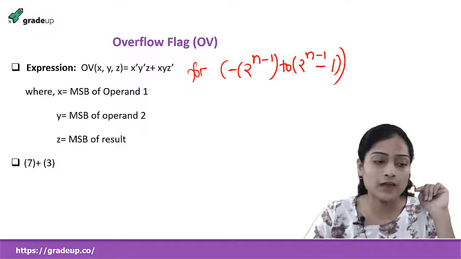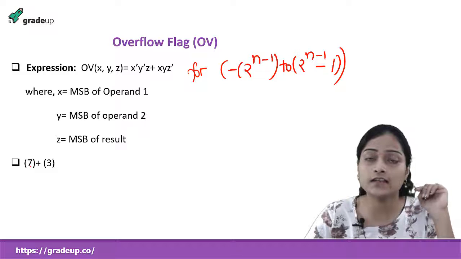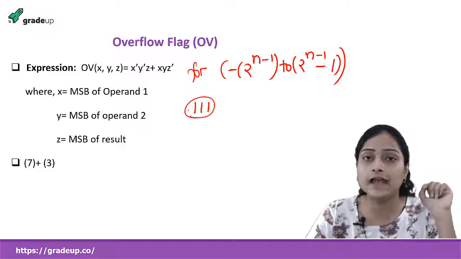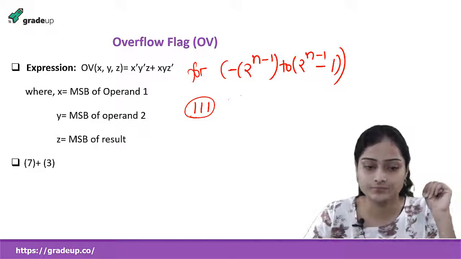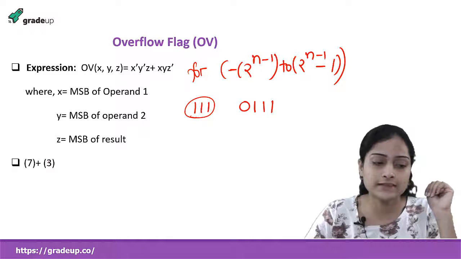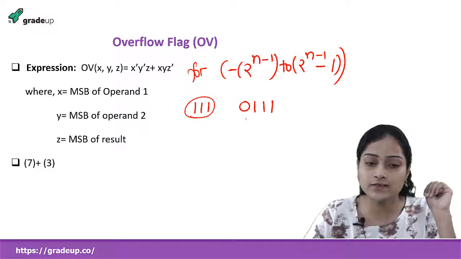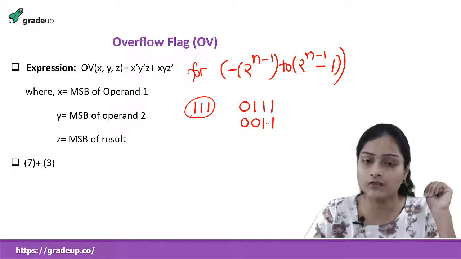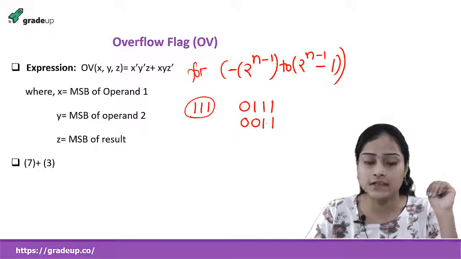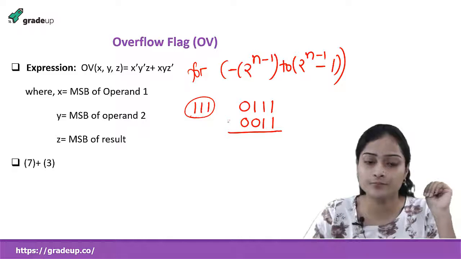I have to store this 7. Then how many bits of register do I need? When 7 is unsigned data, I can represent it using 3 bits. But for signed data, it will be represented using 4 bits. So 7 will be 0111, plus 3, which will be 0011. Okay, now see how you are going to perform addition.